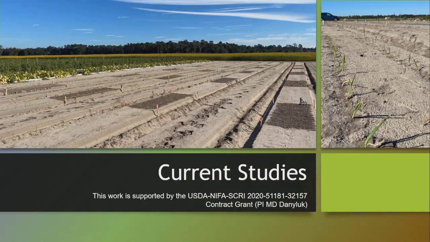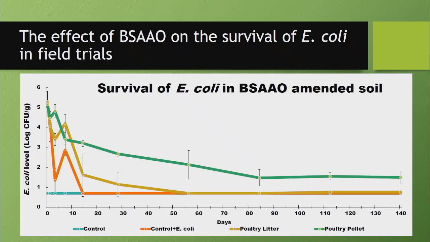And so what we've done is we've taken these plots and these onion fields and we've amended them with different types of poultry-based compounds. So we have composted poultry litter, we have just unamended soil, and we've also looked at heat-treated poultry pellets. So we amended the soils, and then we inoculated them with an E. coli strain that we were able to recover, and we were just interested in seeing, if you were looking at that 90 to 120 day interval in onion production fields, how long would it take for that E. coli to die off if you were amending it with a poultry-containing material?